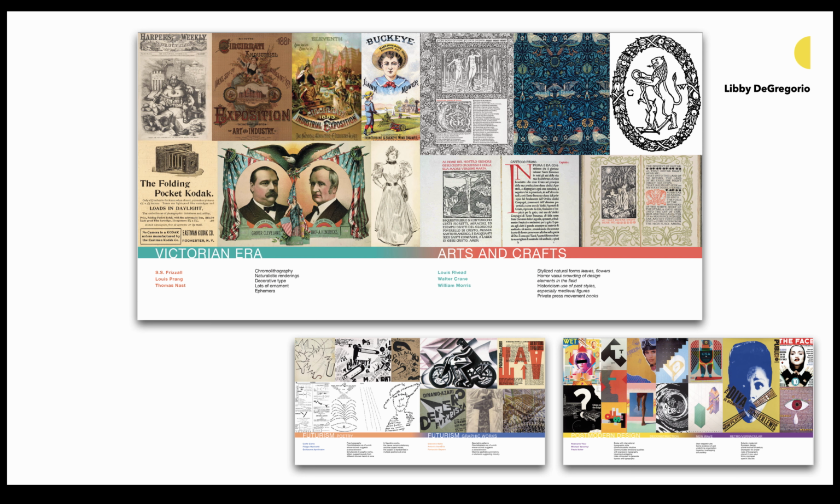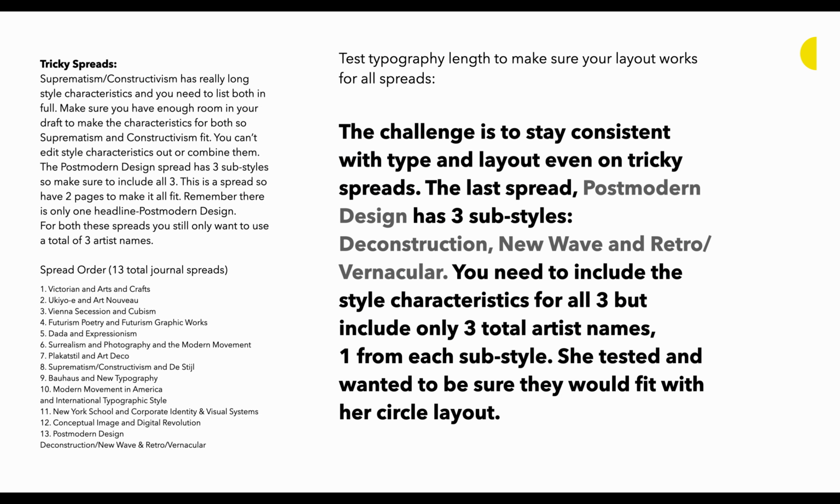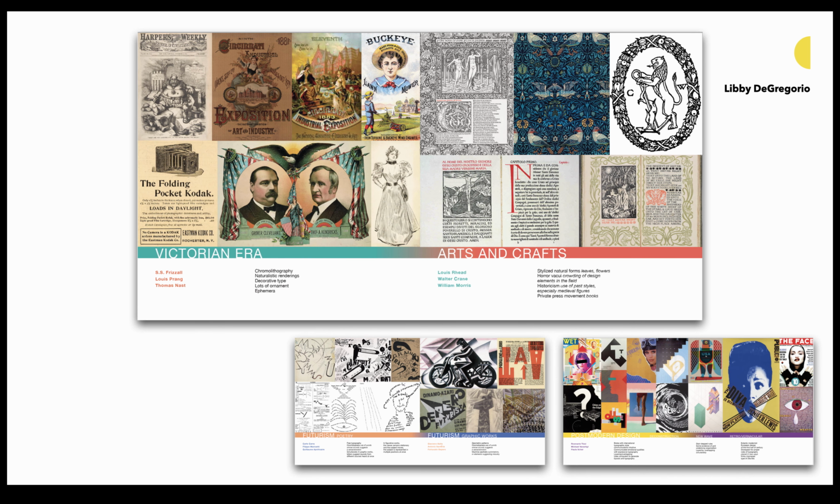And I wanted to show you her last spread on the bottom right. Notice it's postmodern design. It has 3 sub-styles: deconstruction, new wave, and retro vernacular. But what she chose to do was to put the columns underneath each subheading, which looks really nice and consistent. She only needs 3 total artist names because postmodern design is the whole movement. So there's one name from each sub-style. Notice on her futurism spread how the left side is all type-based works, where the right side is graphic.